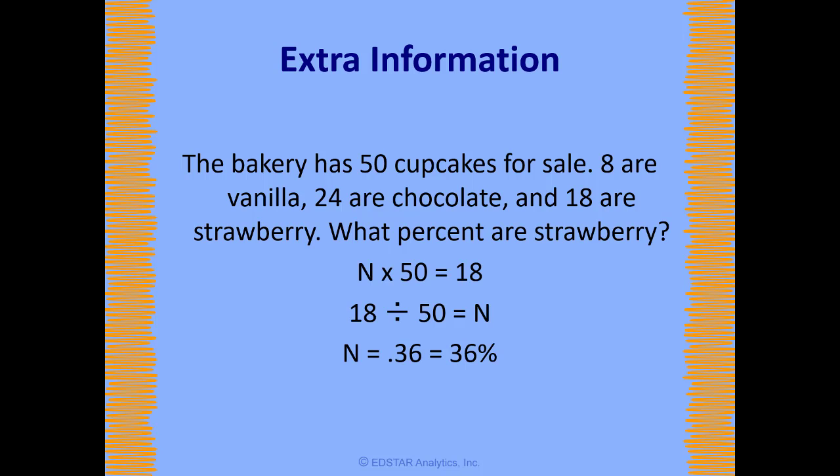So the relevant numbers here are 50, the whole number of cupcakes, and 18, the number that are strawberry. It doesn't matter how many are chocolate or vanilla, because we're only being asked to figure out what percent are strawberry. So the relevant numbers are 18 strawberry and 50 is the whole. So what percent of 50 equals 18? And then you can solve it, just like the other problems that were simpler because they didn't have any information that we didn't need. And here, 18 divided by 50 will give us the answer, and that is 0.36. And we change it to a percent, 36%.